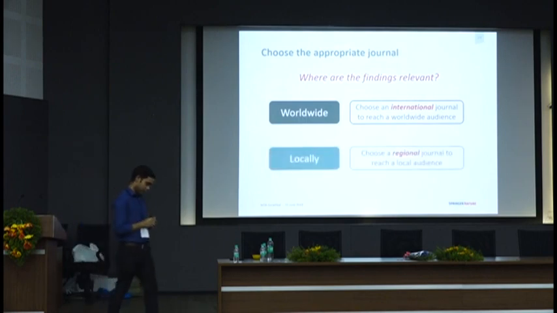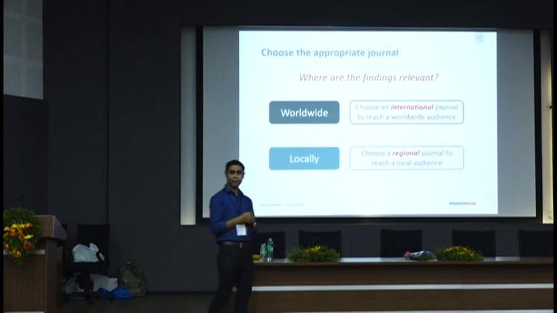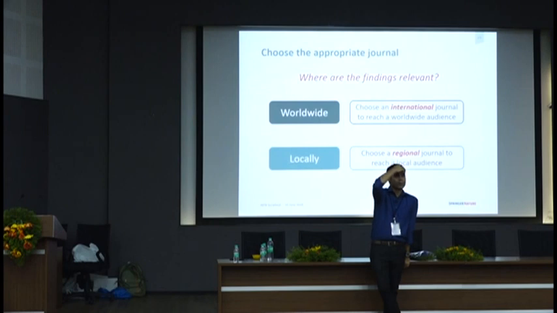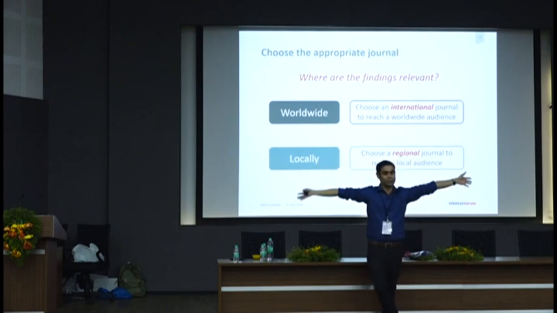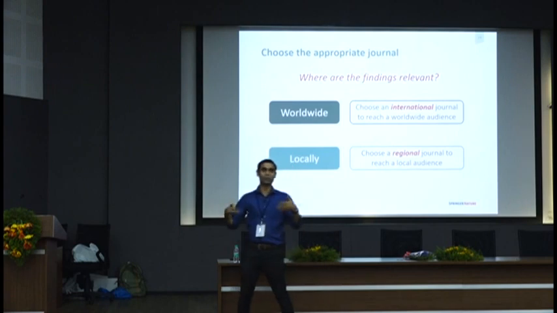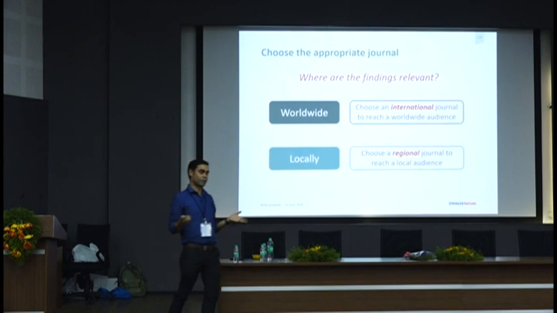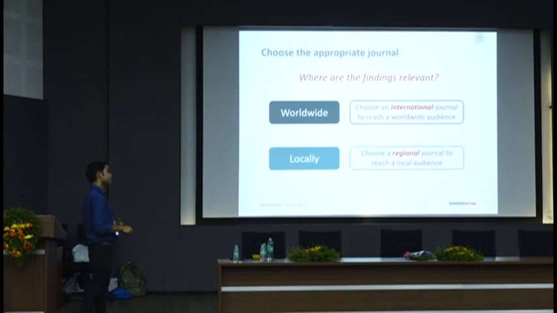But if you think that your findings are relevant only locally, as Professor Naran was mentioning yesterday, he gave an example of concrete and fly ash. He said there is some fly ash which you can find only in some part of Andhra Pradesh, and you can make concrete out of it. Of course, it's not interesting for the entire world, because it's only relevant for a local audience. So if your findings are only relevant locally, you should pick a more regional journal, so that you reach the correct, target audience, okay?